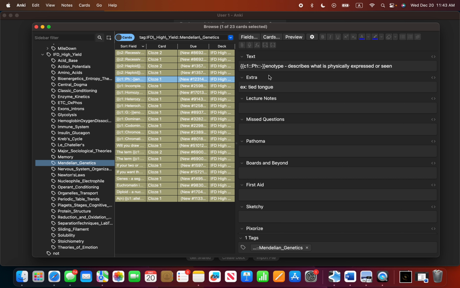Phenotype and genotype, right? Phenotype describes what is physically expressed or seen. For example, tied tongue. Oh, okay, like you say a condition or something.